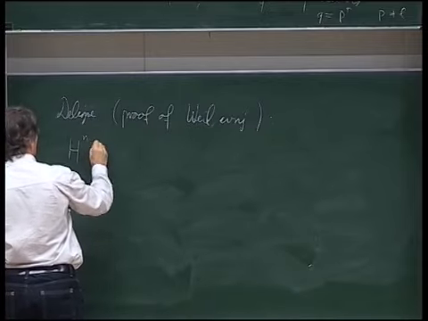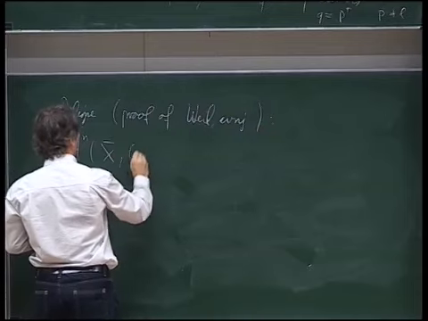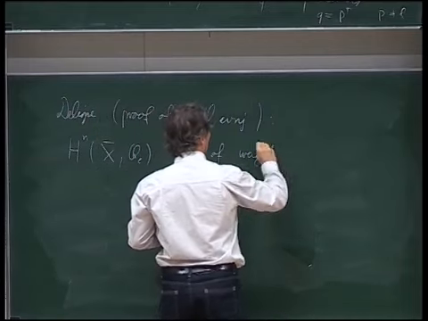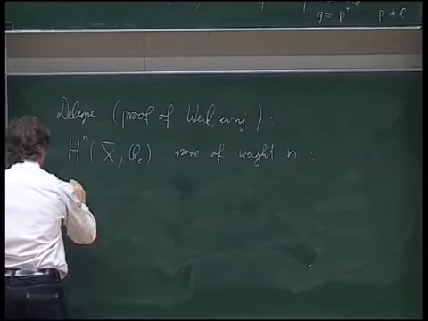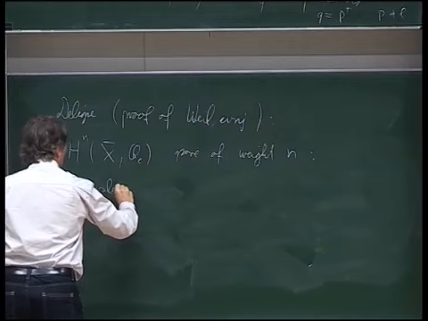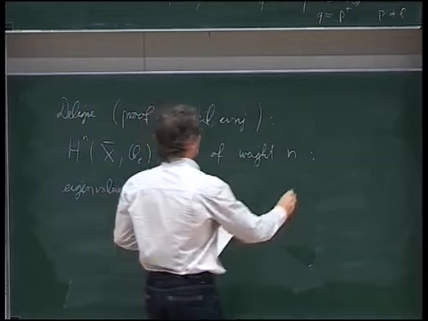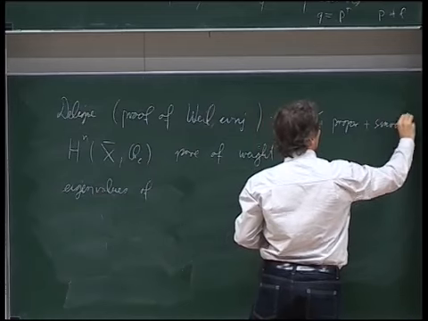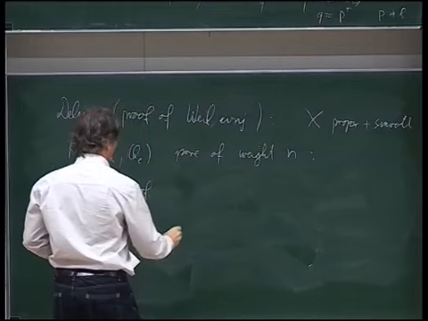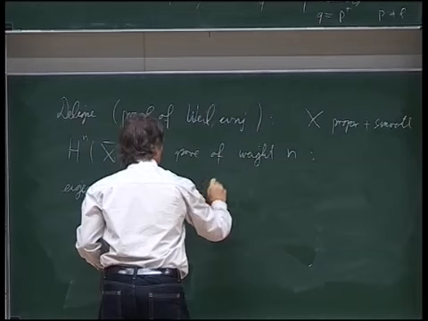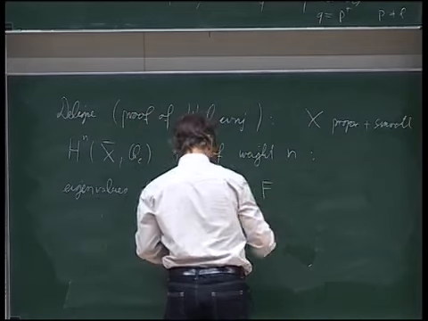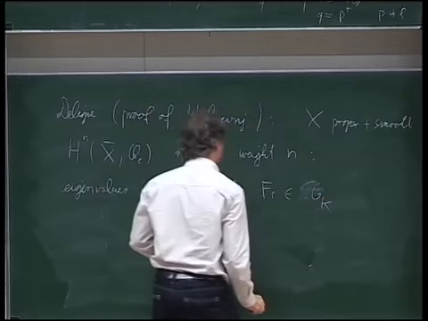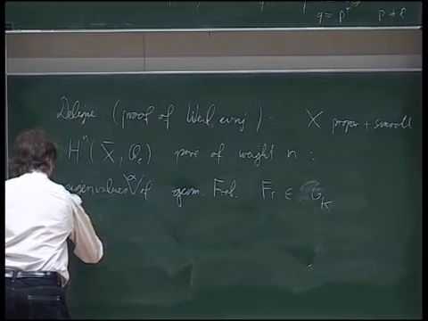Can be expressed in his situation that H^n is pure of weight n, for X proper and smooth. So this means the eigenvalues of the geometric Frobenius Fr in G_K, say alpha, are algebraic.